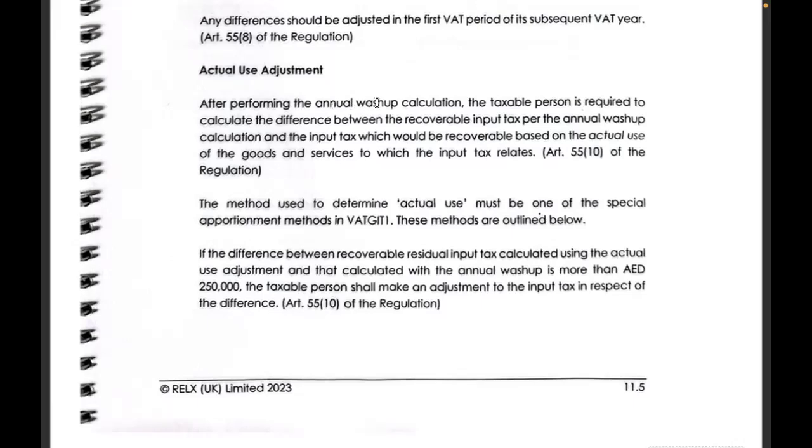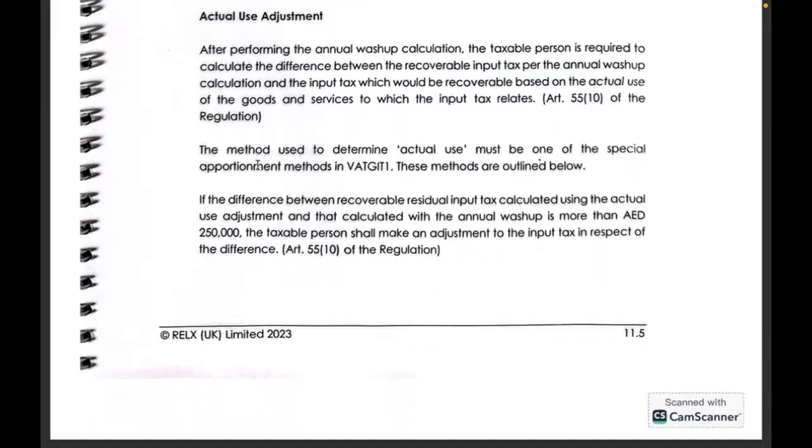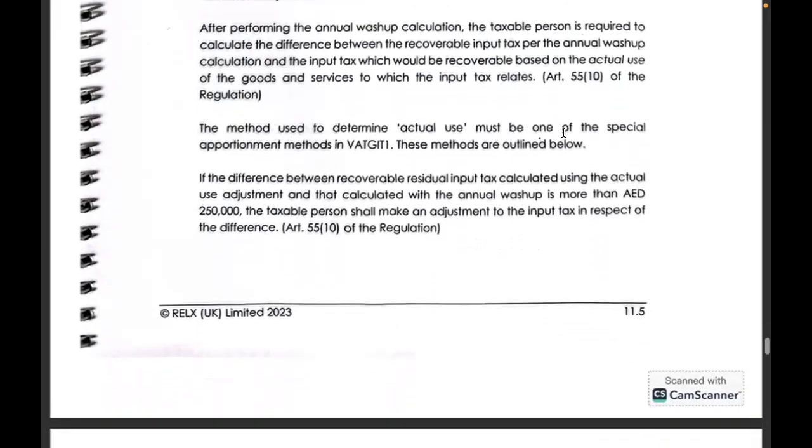First, what we did: the first step was the annual wash-up calculation. Then after that, the taxable person is required to calculate the difference between the recoverable input tax per that calculation that we did and the input tax which would be recoverable based on the actual use of the goods and services to which the input tax relates. So if there is a difference, that will be adjusted. The method used to determine the actual use must be one of the special apportionment methods.